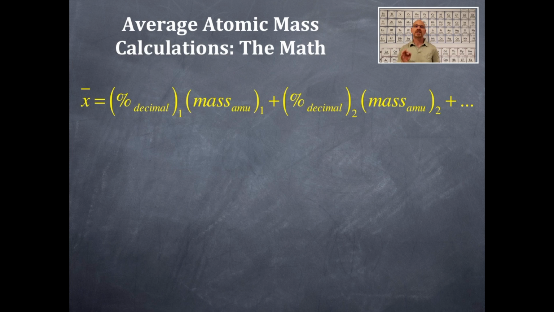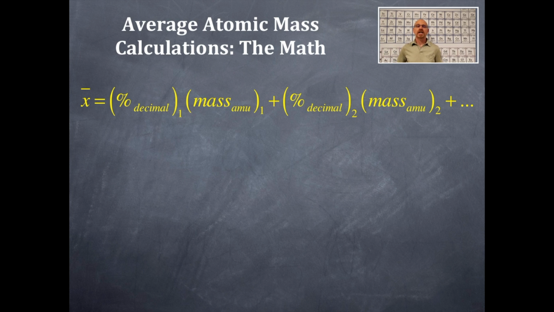This right here is the equation that we're going to use. So that X with the bar over it, that's the average atomic mass. That's the number that's on the periodic table. We discussed that in a previous video with the isotopes of carbon, and that is 12.0107. That is the average atomic mass of carbon that's on the periodic table. That's equal to the percentage in decimal form of the first isotope times its mass in atomic mass units, plus the percentage of the second isotope times its mass in atomic mass units, plus etc., etc.